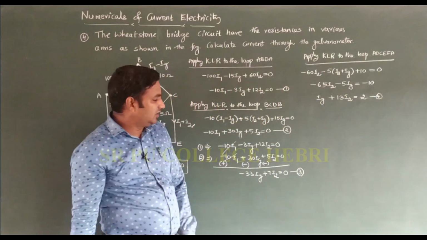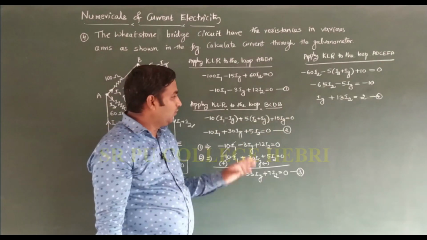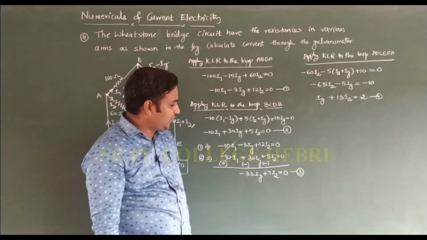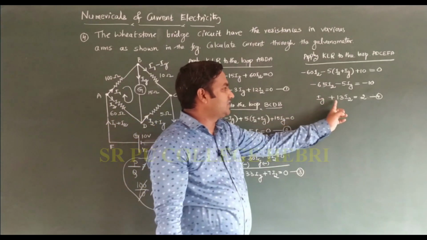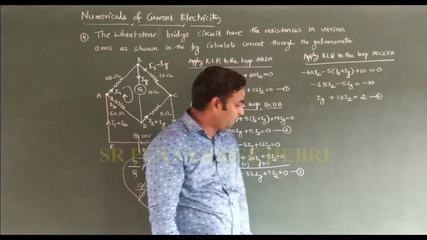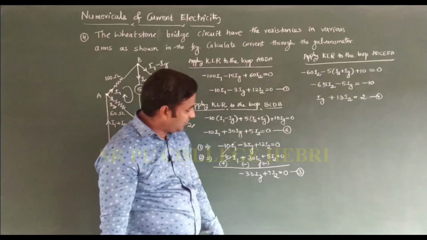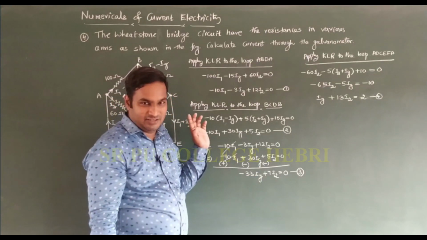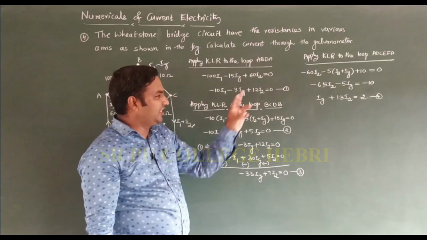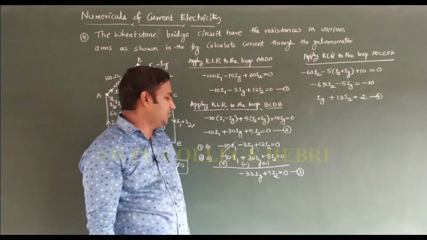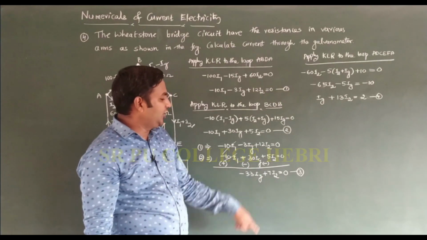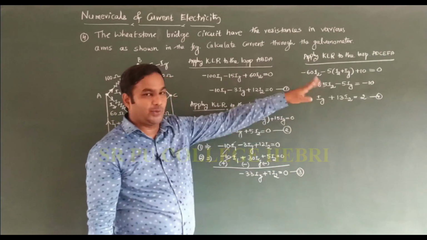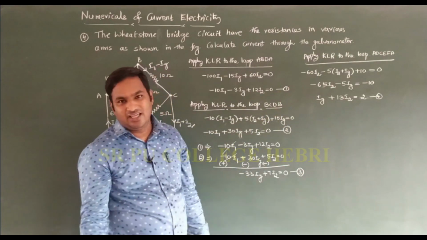Dear student, here I got two equations. One, equation number 3, minus 33 Ig plus 7 I2 is equal to 0, and second equation is Ig plus 13 I2 is equal to 2. We call it equation number 4. Simplify 3 and 4 in such a way that you cancel I2, and we can easily get the answer for Ig. You have to multiply certain terms to cancel the I2. Here 7 I2 is there and 13 I2 is there. Then multiply 13 to equation 3, multiply 7 to equation 4. In these two equations, I2 gets easily cancelled.